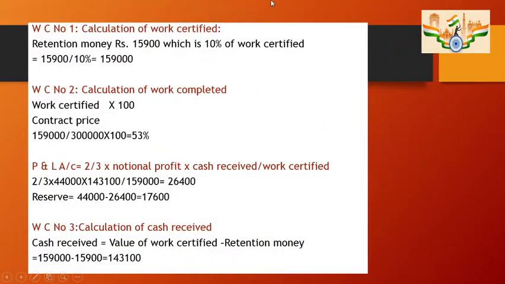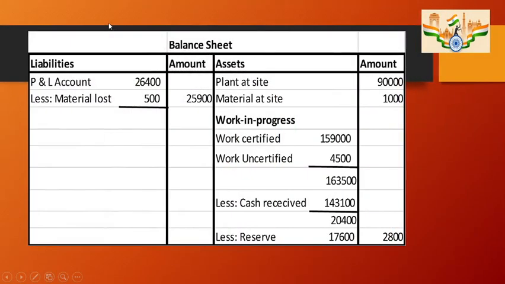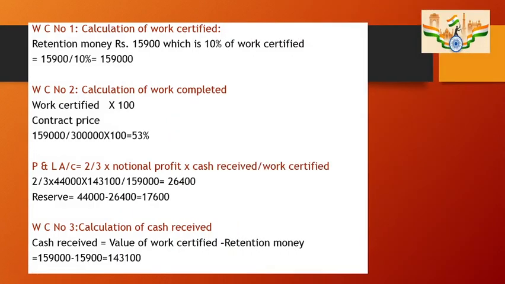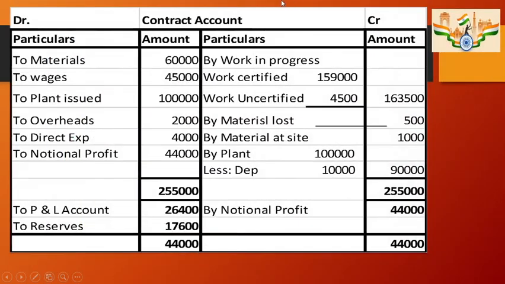Okay, so working number 1, calculation of work certified. This in 5 marks questions also you have seen. Retention money is 15,900, which is 10% of work certified. So 15,900 divided by 10%, that is 1,59,000. So in 5 marks questions also I have explained in detail. So here I directly have taken the 15,900. Like this also you can solve. So this is the 1,59,000. So this only I have shown over here.